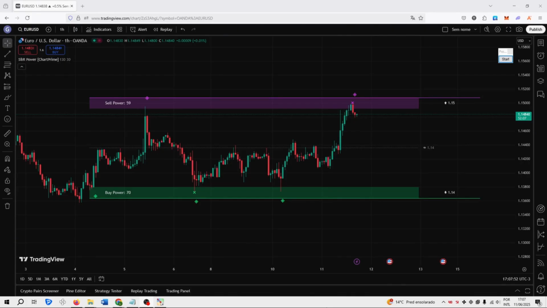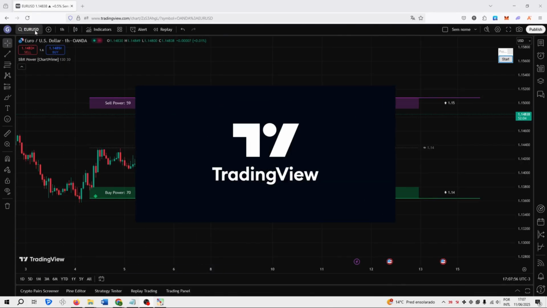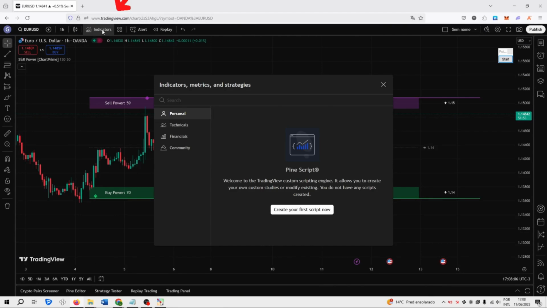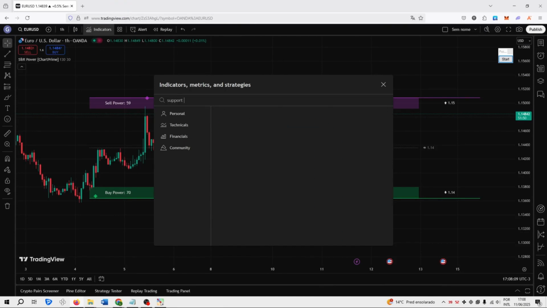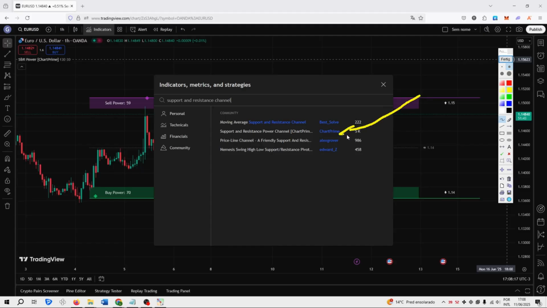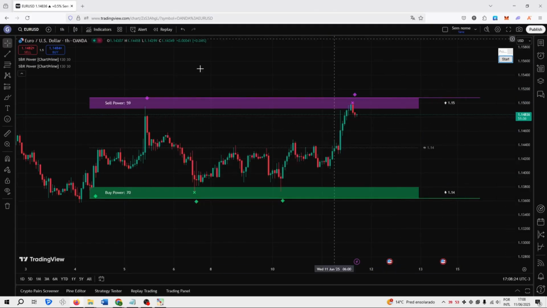The first thing you need to do is open TradingView, pick your favorite chart, and choose any time frame you like. Click on the Indicators tab, search for Support and Resistance channel, and select the Chart Prime option. Once you've done that, the indicator will appear on your screen.